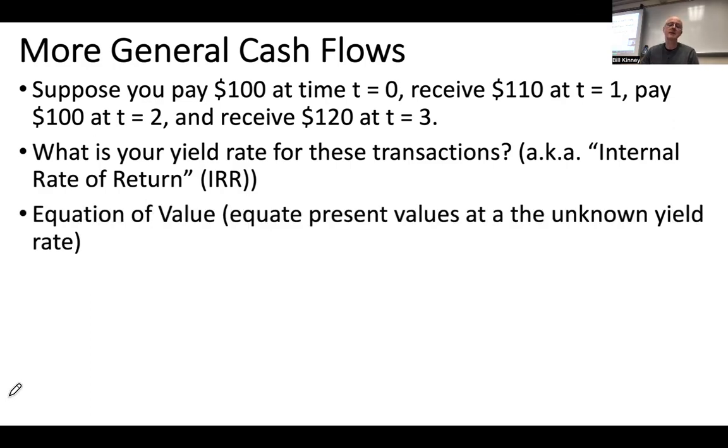You need to come up with what's called an equation of value. One way to do that is to equate present values at the unknown yield rate, I. It's not the only way to do it. You could also equate what's called future values at some future time. But mostly to stay consistent, people think about present values. What are the values of these transactions at time 0?